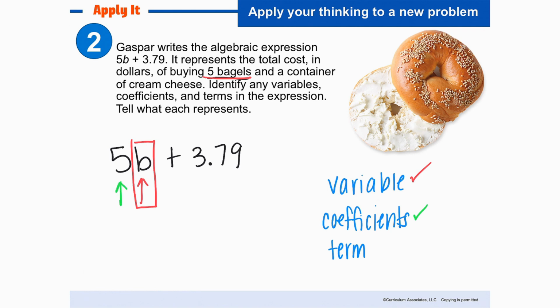How many bagels is he buying? He's buying 5, and then we're going to multiply it times the cost. Okay. And that leaves terms. Terms are individual parts of the expression.